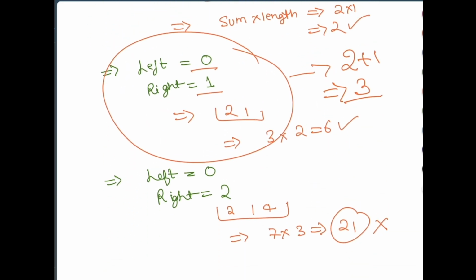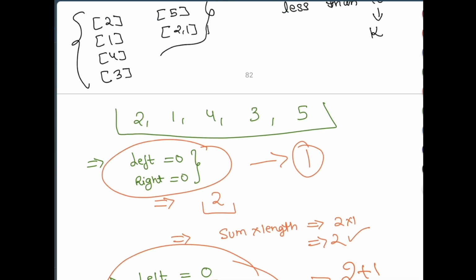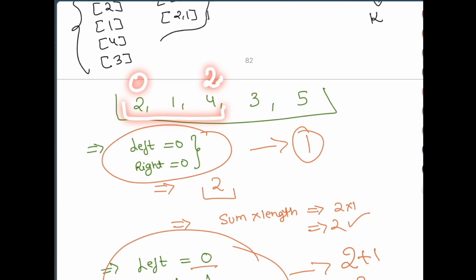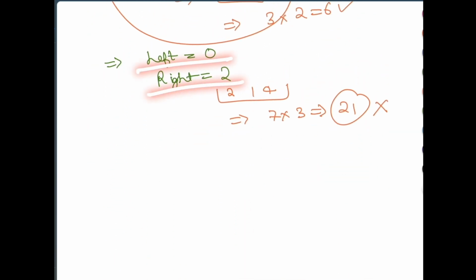Alright, so the left is 0, the right is 1. We got 2 more subarrays. So once we got this as a valid subarray, we would try to increase the number of elements. So this is going to be the new subarray. Left is 0, right is 2. At this point of time, you will see that the score is more than 10. Because the left is 0, right is 2, the length is going to be 2 minus 0 plus 1.